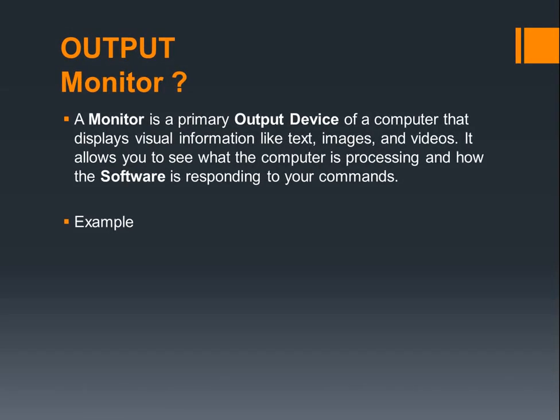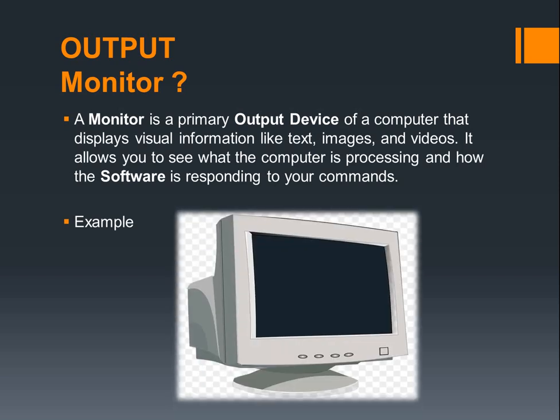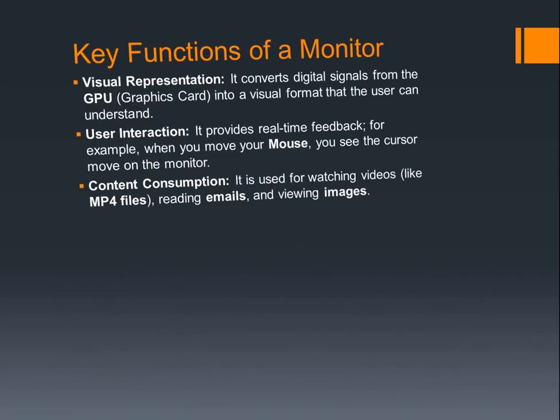Output: monitor. A monitor is a primary output device of a computer that displays visual information like text, images, and videos. It allows you to see what the computer is processing and how the software is responding to your commands. Example of monitor. Key functions of a monitor.